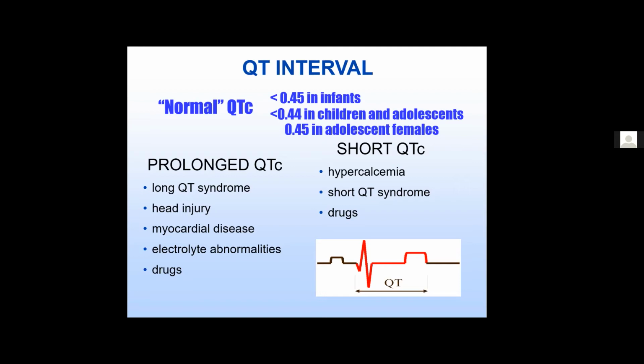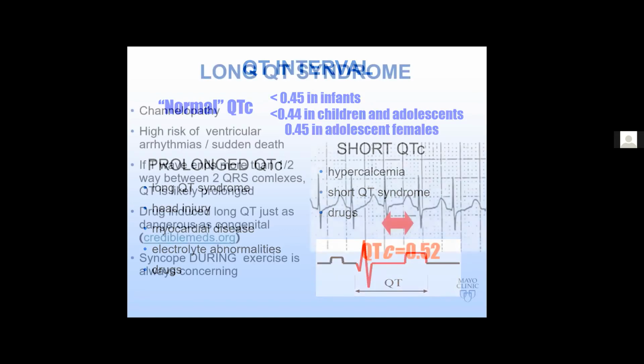Now, you can also have too short of a QT interval. So if it's less than 300 milliseconds, you may want to think of hypercalcemia or drugs, but there is actually a short QT syndrome where the QT is very short and they're predisposed at risk for arrhythmias. But fortunately, this syndrome is very rare.